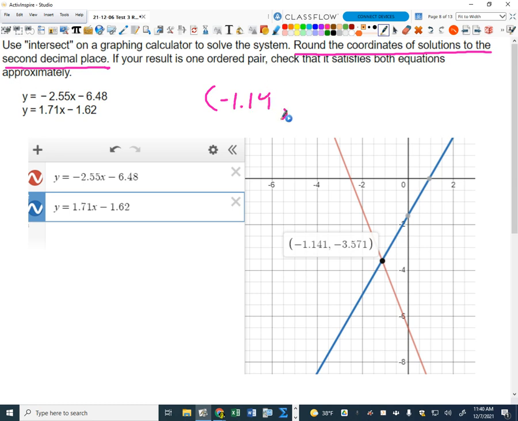So negative 1.14, and then my second coordinate would be negative 3.57. 5-7. Okay, no big deal, right?